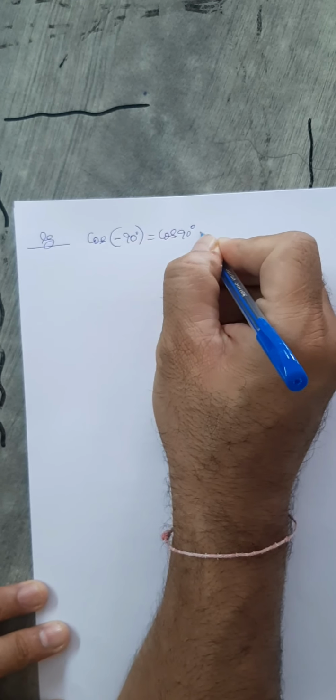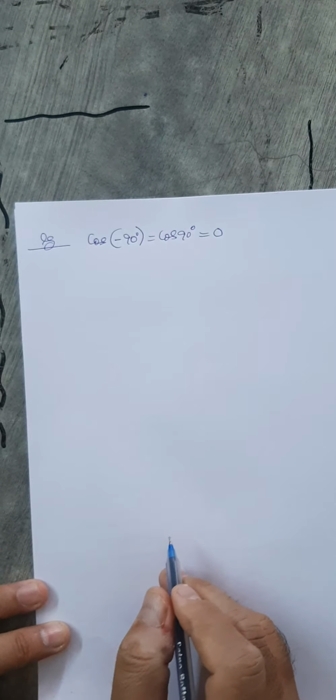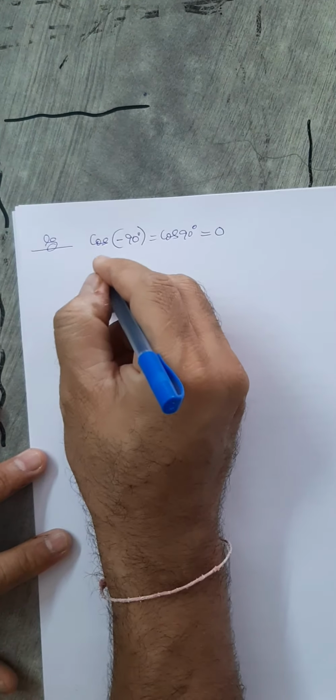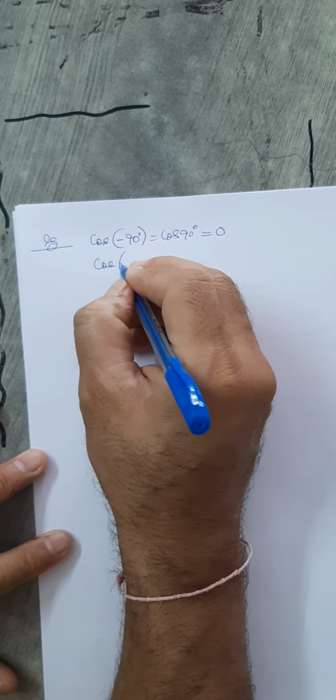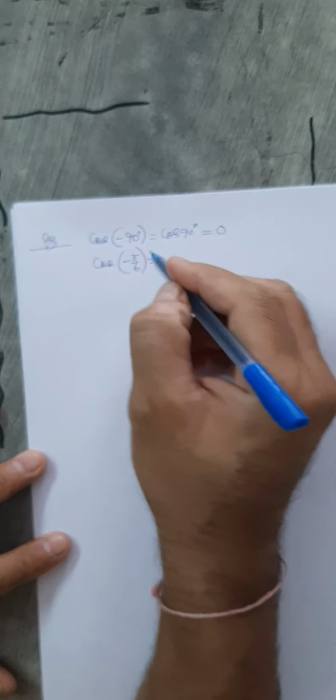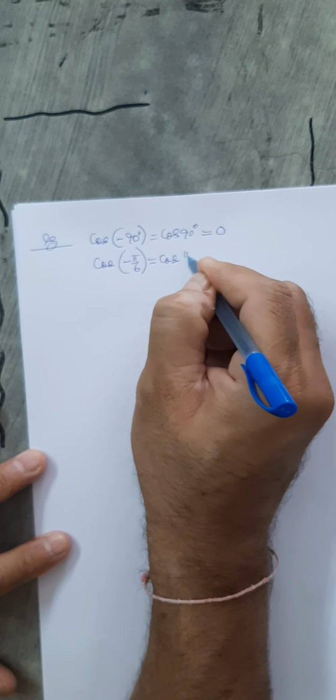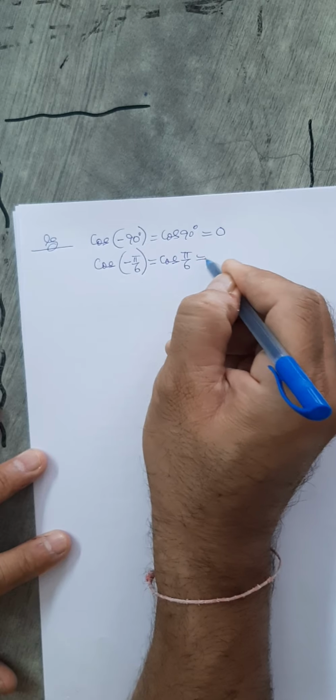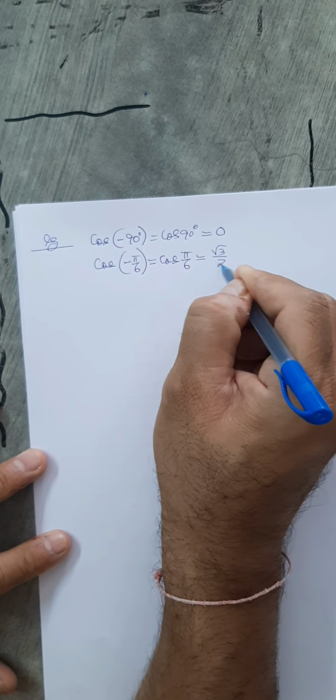And what is cos 90 degrees? You know that it is 0. If you find cosine, for example, let me write minus pi by 6. So it is same as pi by 6, which means 30 degrees. So it is same as cos pi by 6. You know what is cos pi by 6, which is root 3 by 2.